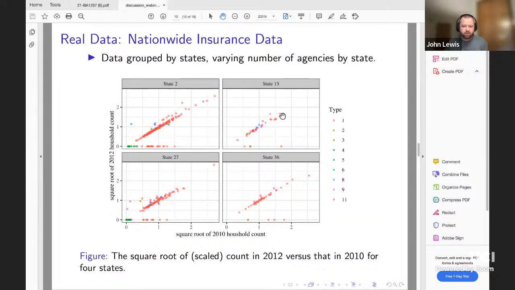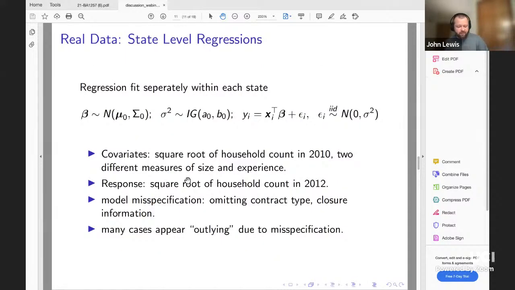The other thing I want to say is that when you look at this, it's clear there are some interesting cases going on. There seems to be some strong linearity in parts of the data. These zero counts here are essentially agencies that were open in 2010 but had zero household counts, whether they closed or merged with another agency. It's unknown what happened there. There also appear to be what traditionally might be called outlying points, although that could be due to the varying contract types and so on. So it's a pretty interesting data set.